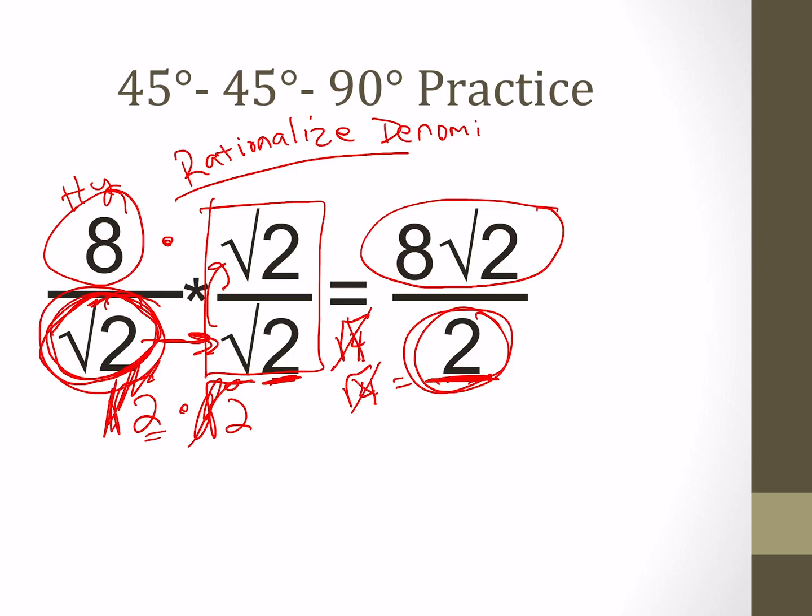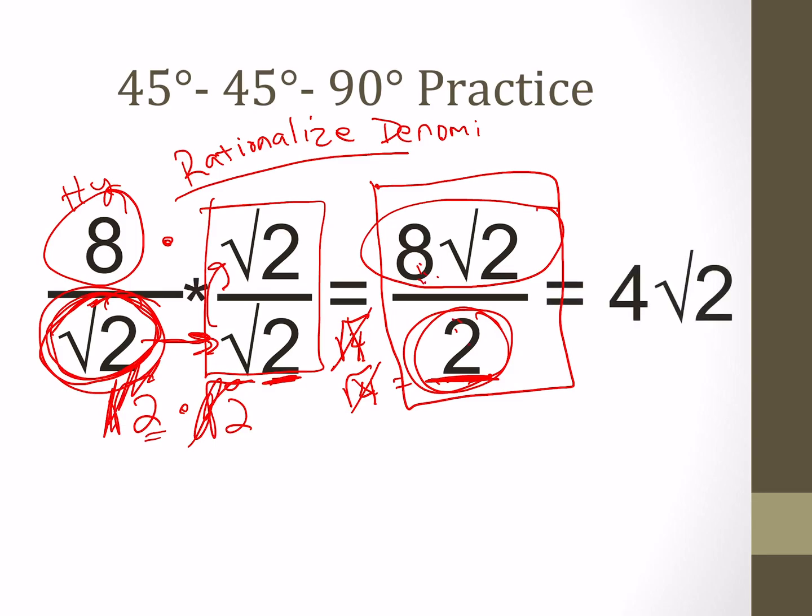So now look at this answer here. I don't have an eraser, so we're going to look at that there in my little rectangle. Look at the numbers outside the rad. Can they be reduced? Well, yes. 8 divided by 2 works out evenly, so your final answer is 4 radical 2.